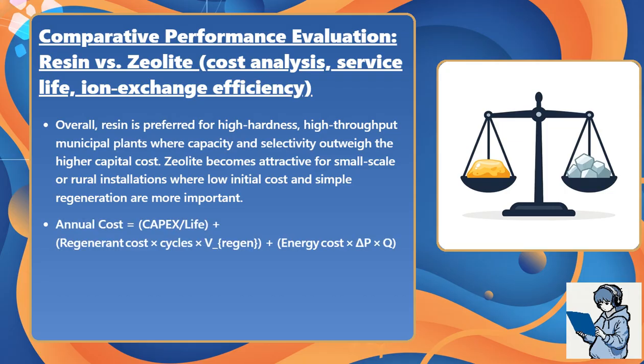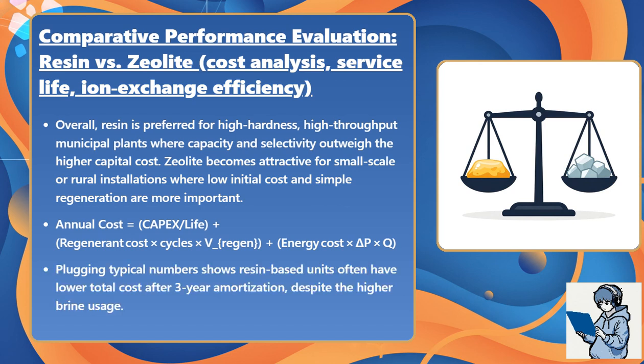Annual cost equals capital expenditure divided by service life, plus regenerant cost times cycles times regeneration volume, plus energy cost times delta pressure times flow rate. Plugging typical numbers shows resin-based units often have lower total cost after 3-year amortization, despite the higher brine usage.